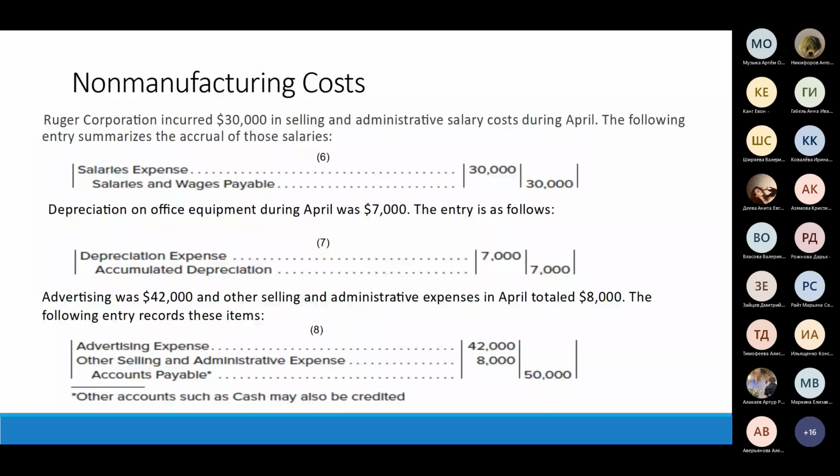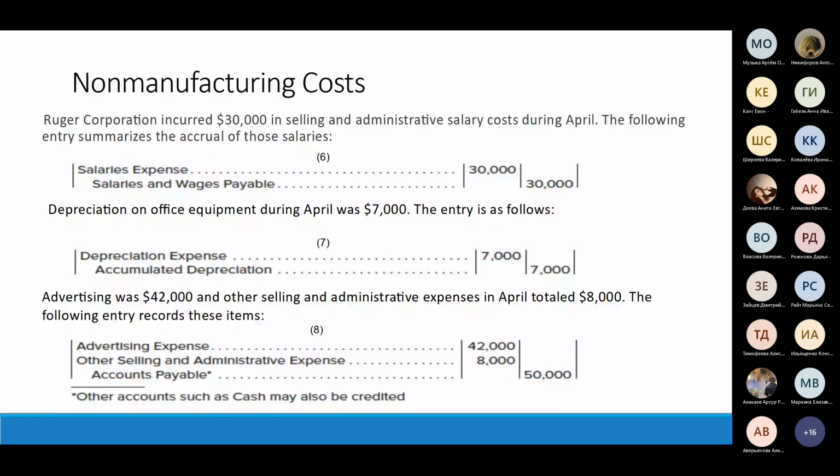We took Virgin Corporation, which incurred selling and administrative salary costs. What should we do? We should create a special expense account and collect those non-manufacturing costs and specify temporary accounts. I suppose you remember what temporary accounts are from the financial module.